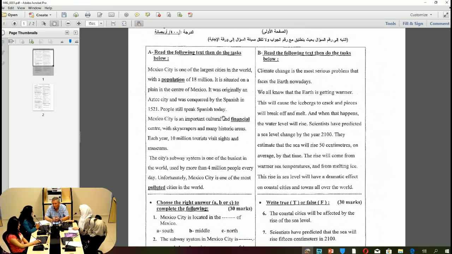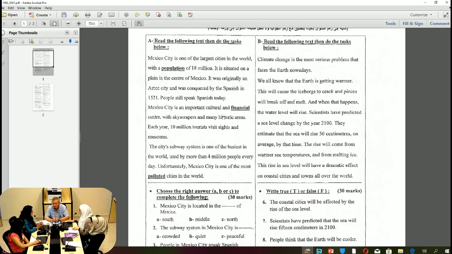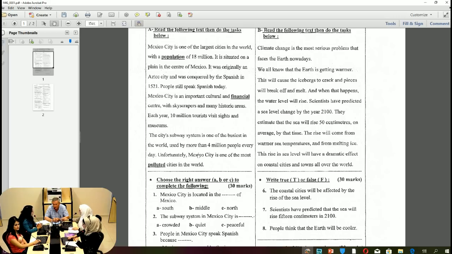Okay. At the beginning, what do we have? The first page, we have two texts, one from the student's book and one from the activity book. The first one says, read the following text, then do the tasks below. In the first text, we have two underlined words and the questions below. Three underlined, we need to answer two out of three. Choose the right answer, A, B, or C, to complete the following. So we have three sentences that they need to choose the correct answer for.